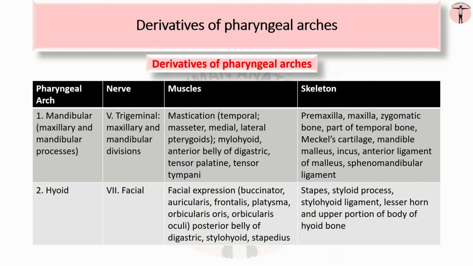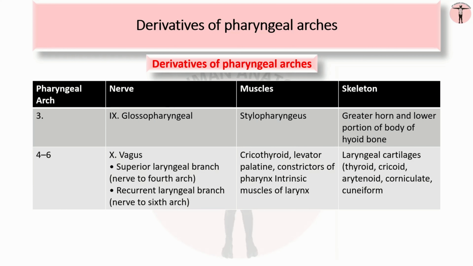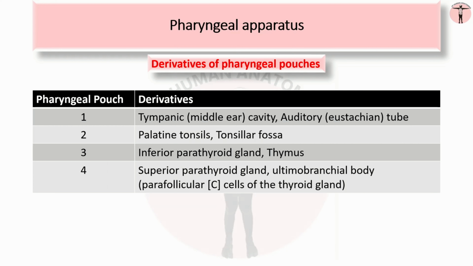The table shows the derivatives of each component of the pharyngeal arches, that is the nerve, muscle and skeleton of the specific arch. So make a tabular column of the different components of the pharyngeal arches, which will be helpful in last minute revision. This table shows the derivatives of the specific pharyngeal pouches.